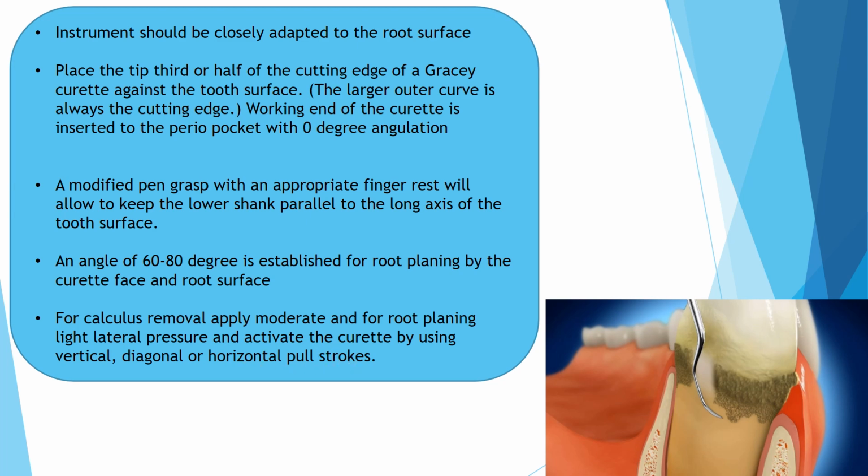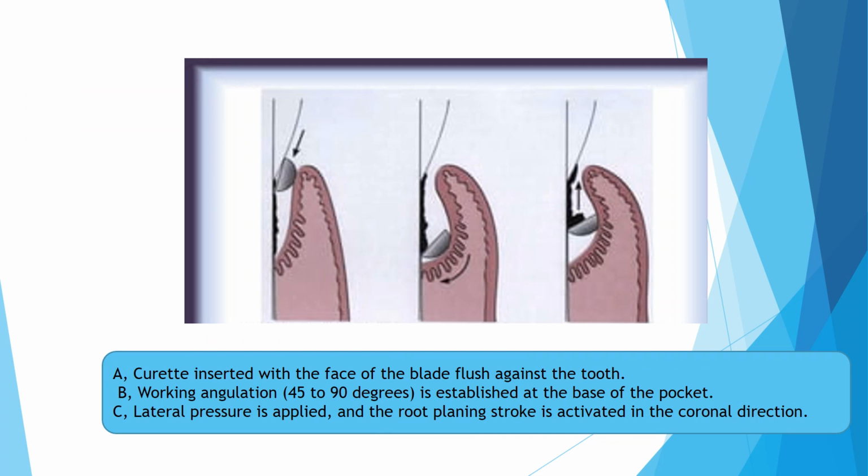So coming to the diagrammatic representation of the root planing procedure, you can see that picture A shows the curette inserted with the face of the blade against the tooth at 0 degree angulation. The second picture shows a working angulation between 45 and 90 degrees, ideally 60 to 80 degrees, established at the base of the pocket, and a lateral pressure will be applied. If you are going for root planing, a very light pressure will be applied. A pull stroke, the root planing stroke, will be activated in a coronal direction.